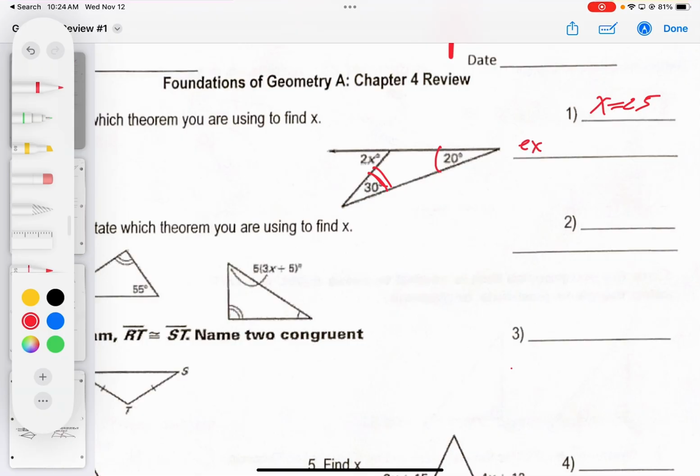So we would say exterior angle theorem, okay? Again, 30 plus 20 equals 2x. Add together your 2 remote interior angles. Set it equal to your exterior angle. So that's how Chris got x equals 25.